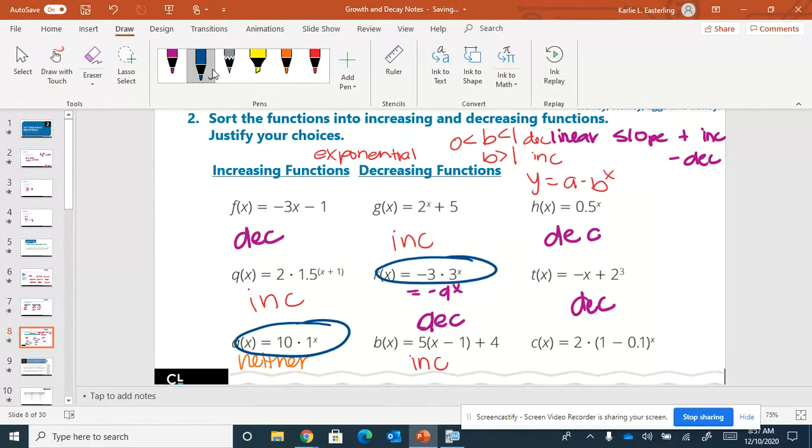All right, so let's look at C of x. So we're looking at 1 minus 0.1. So that is going to end up being less than 1, but it's obviously going to be greater than 0. So that one is also a decreasing function.